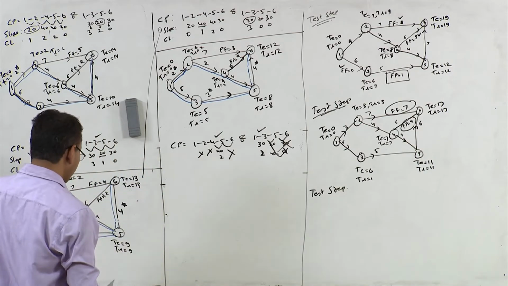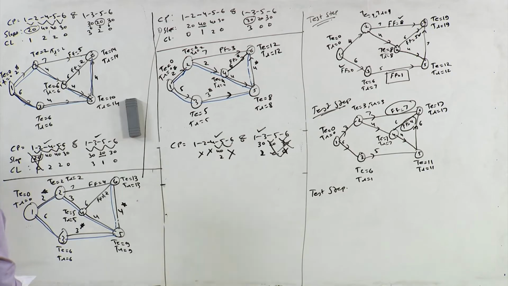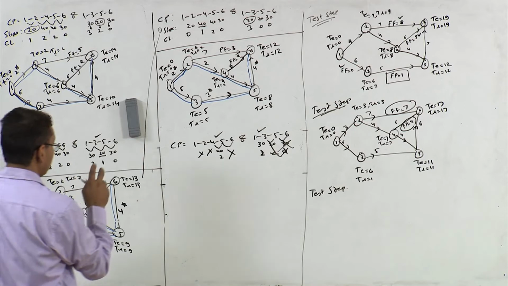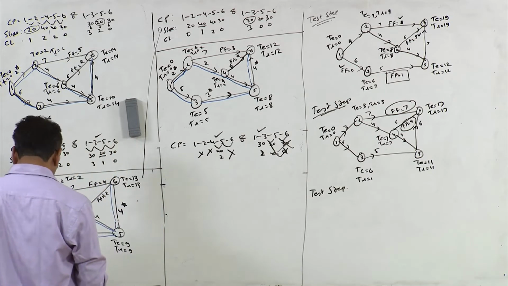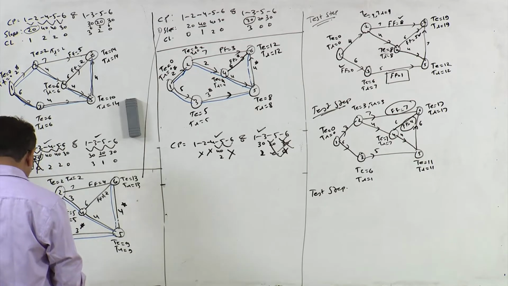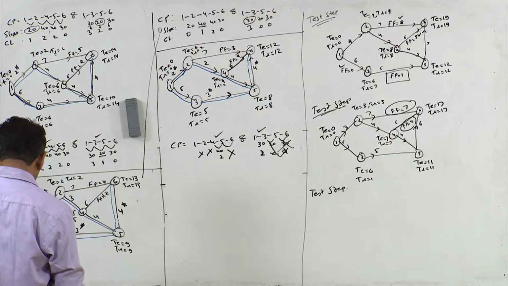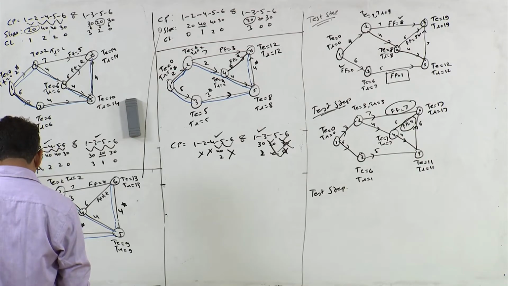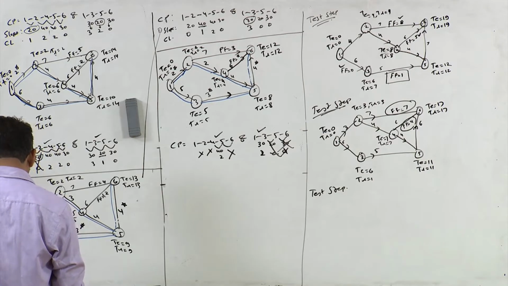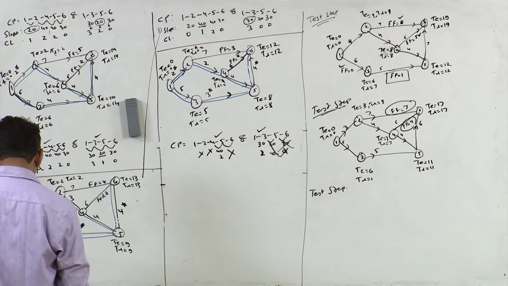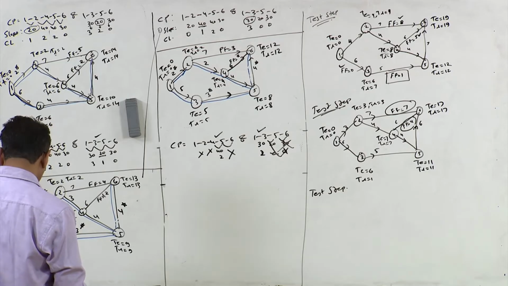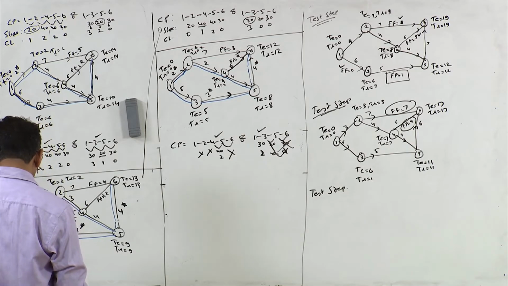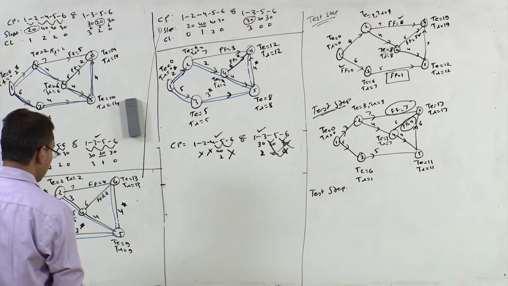And see what is the effect of this reduction on free floats of non-critical activities, right? So let us go for test step. So what we will do, we will reduce 4 5 by 1 day and 1 3 by 1 day, right?